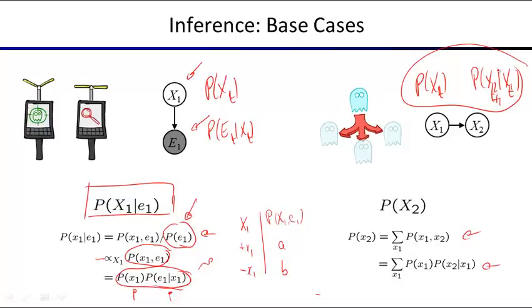Now, in general, of course, this distribution here for Xt will actually not be just P of Xt. In general, this will be our belief that we found from previous computations. And same here, this will be the belief that we found from previous computations, which is equal to the probability for Xt given all past evidence.